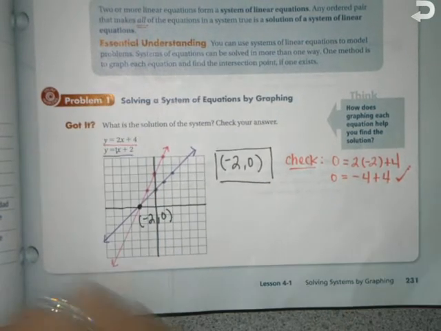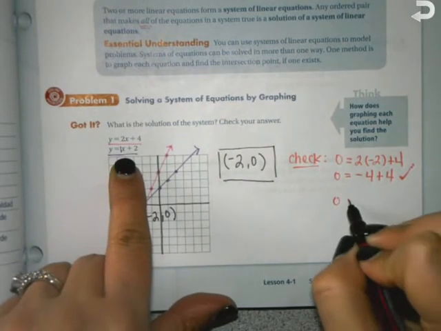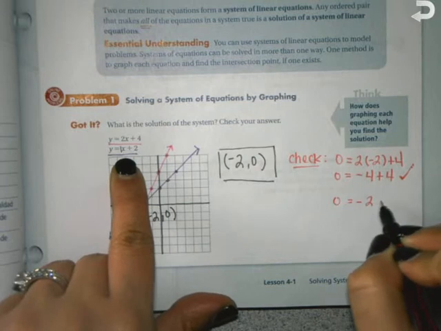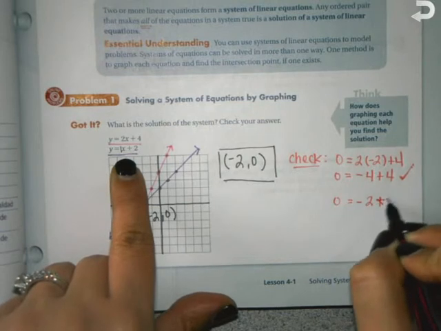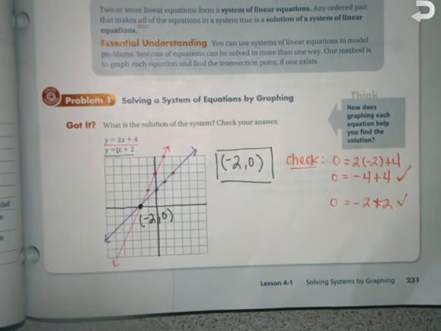Now, it does not count if it only works for one. It has to work for both. So I'm going to plug it into the other one. 0 equals negative 2 plus 2. And what's negative 2 plus 2? 0. So I put a check next to that. So that is the right answer.